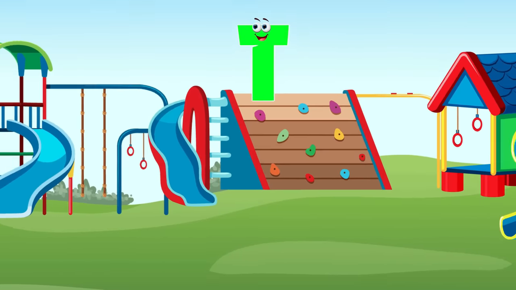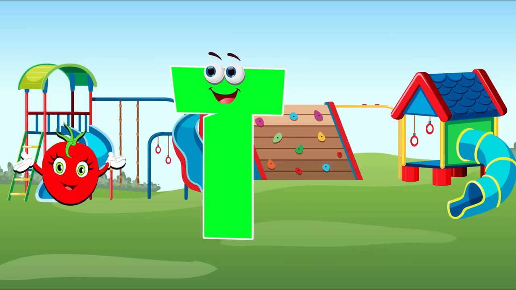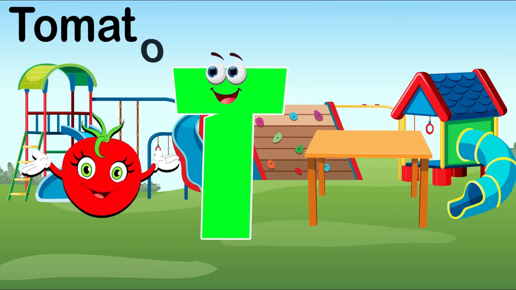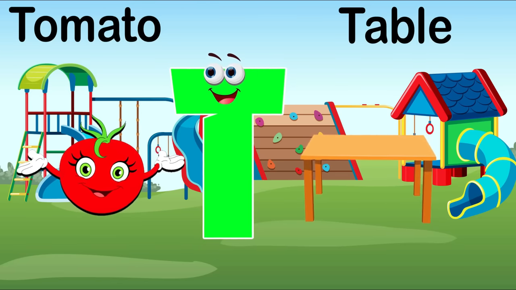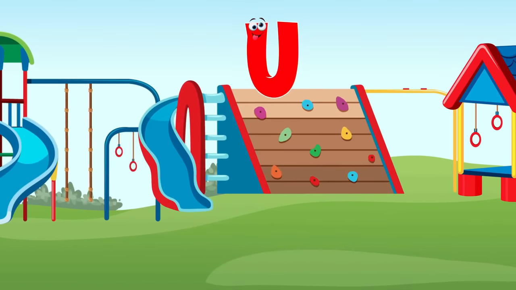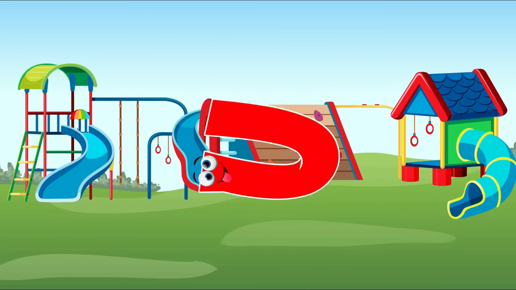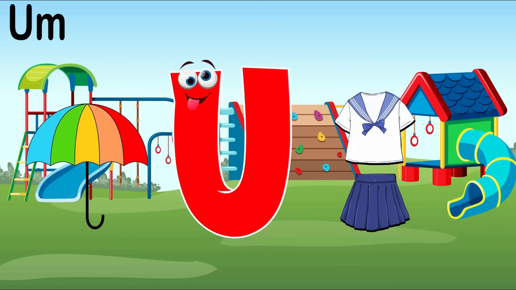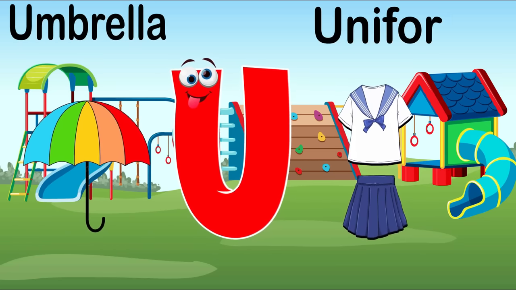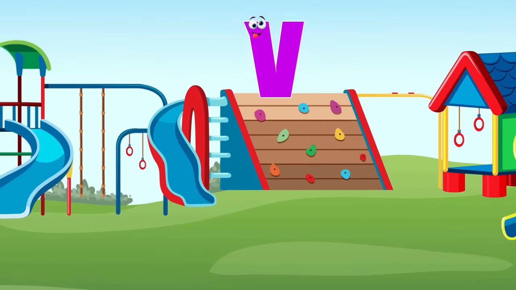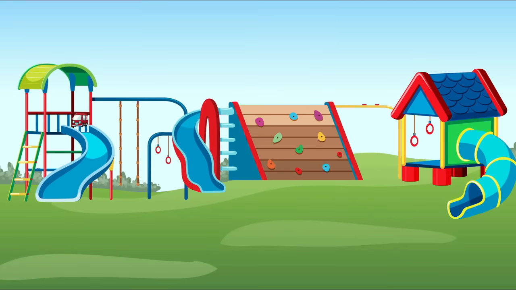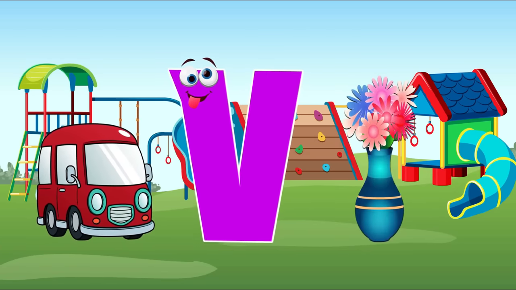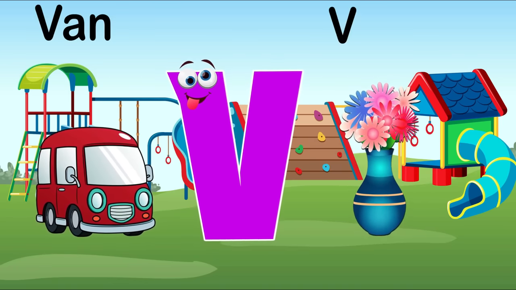T, tomato. Table. Tomato. Table. U, umbrella. Uniform. Umbrella. Uniform. V, van. Vase. Van. Vase.